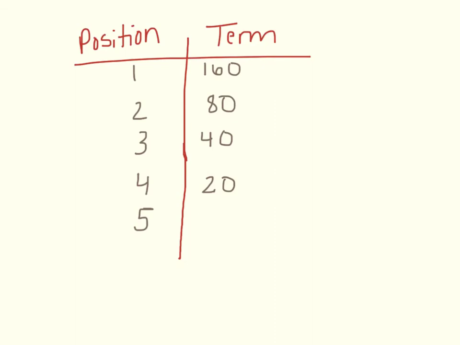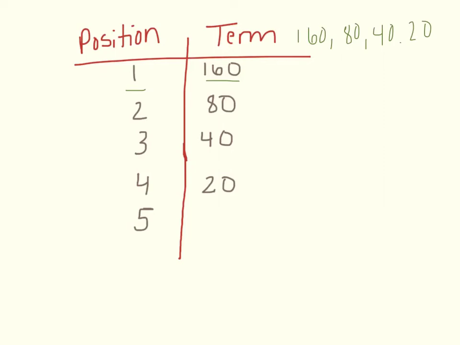Okay, so this is another example when you may see a sequence written out this way, telling you the position and then the term. And it's the same thing as if it was written out like this, horizontally. The 20 is in the 4th position, the 40 is in the 3rd position, and so on. So what we need to do is figure out what the common ratio is.